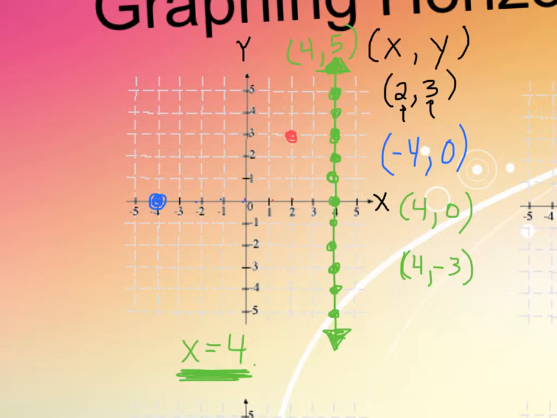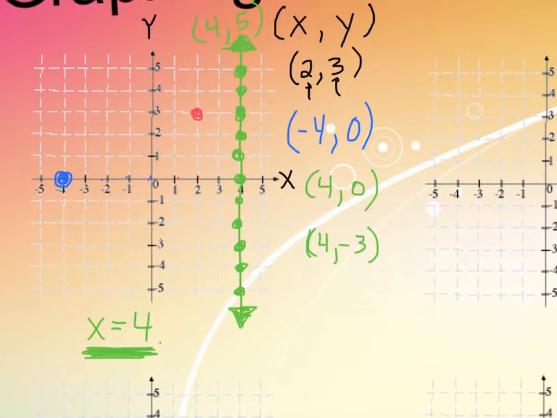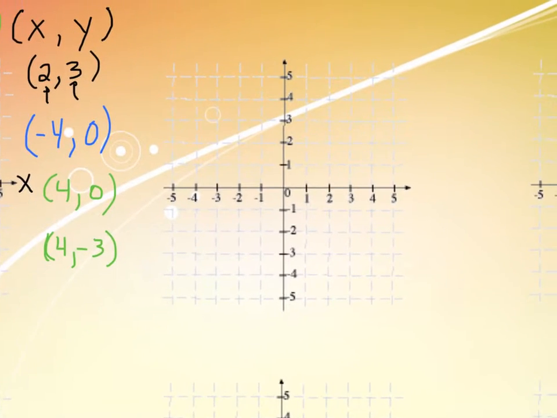So you can see from this example that the equation x = 4 becomes a vertical line when it's graphed. And that'll be the case no matter what. If x was equal to 7, 100, a billion, it would always create a vertical line. Now let's take a look at what happens when it's y equals a number value.